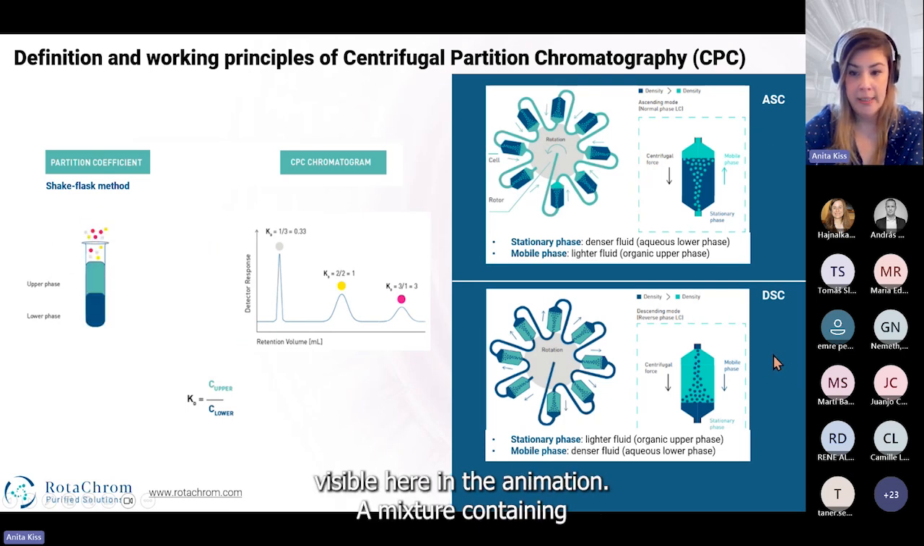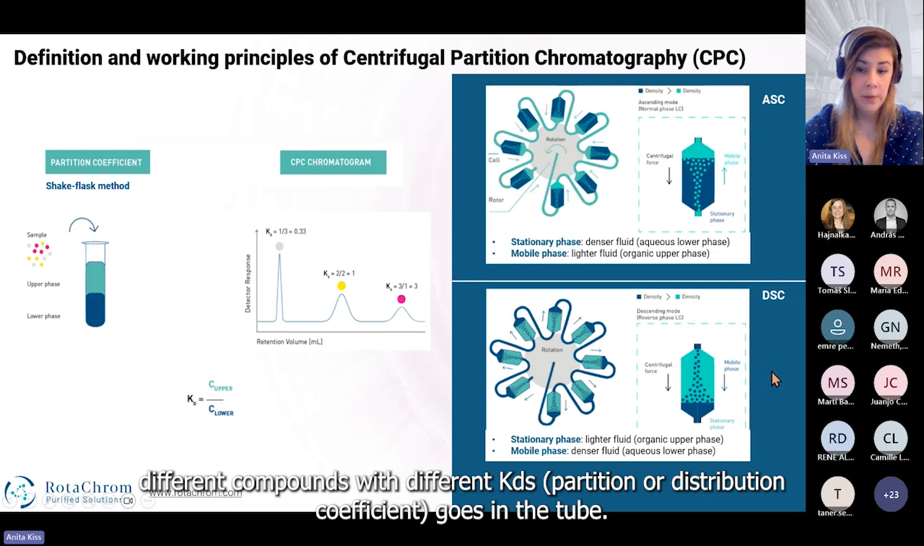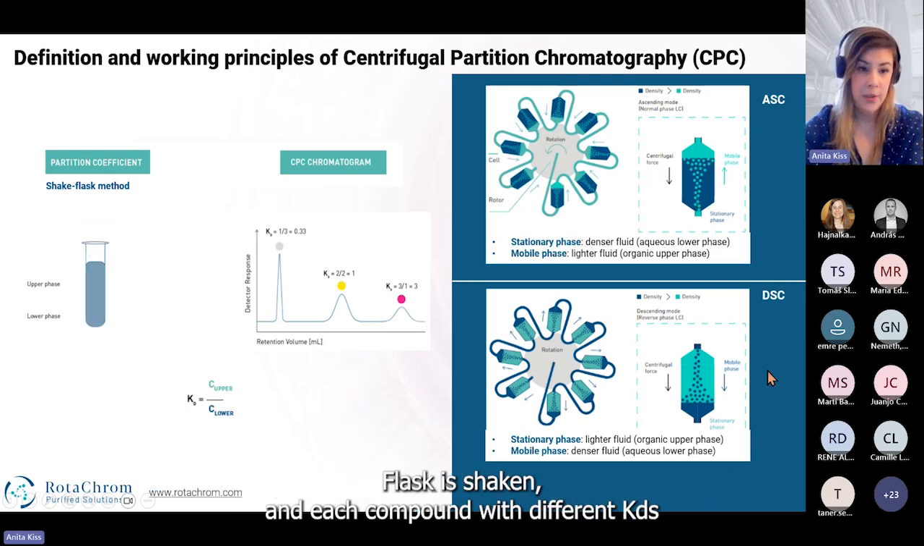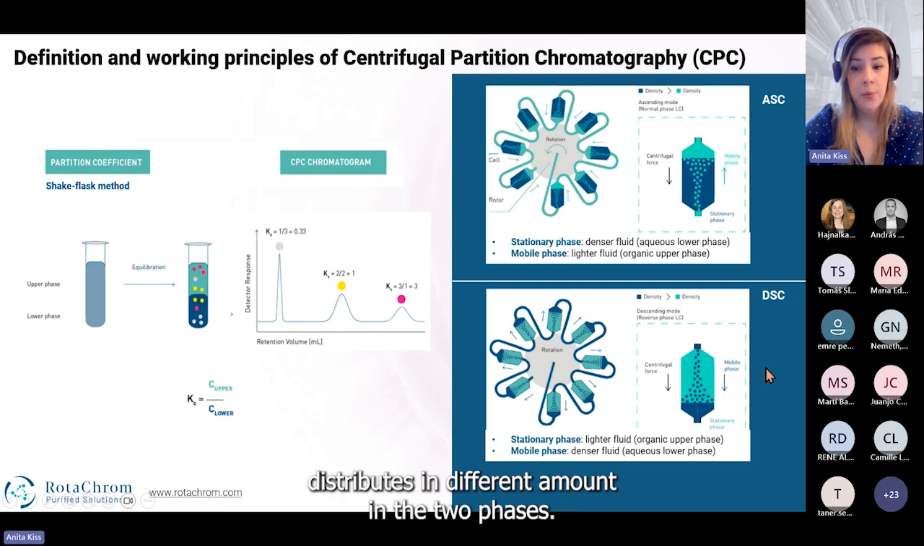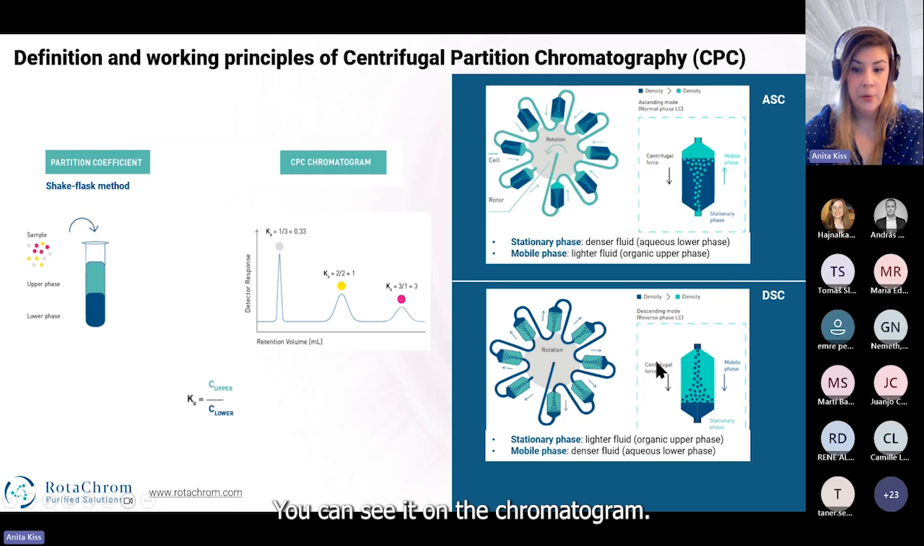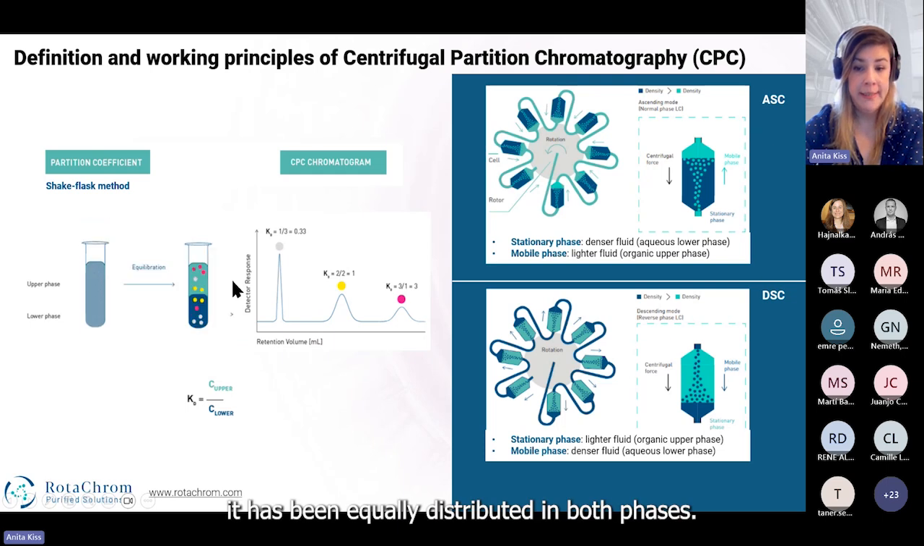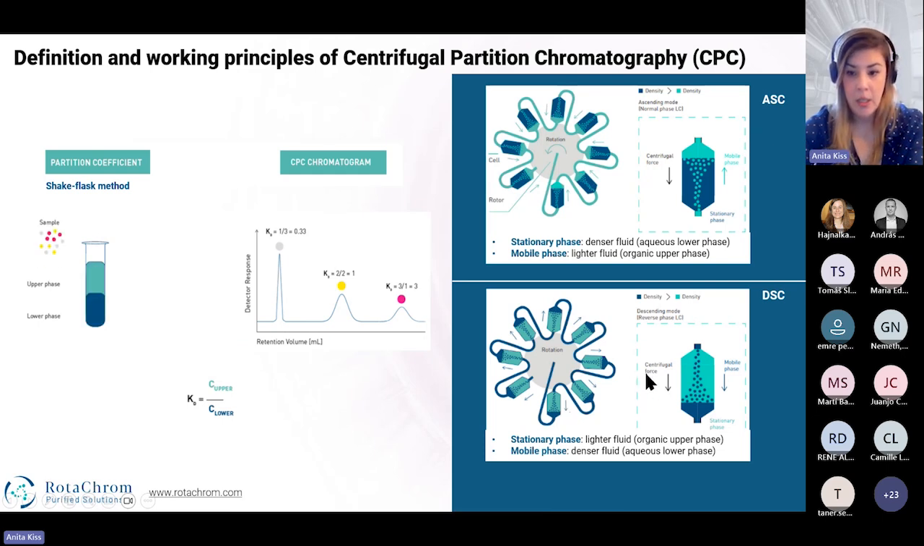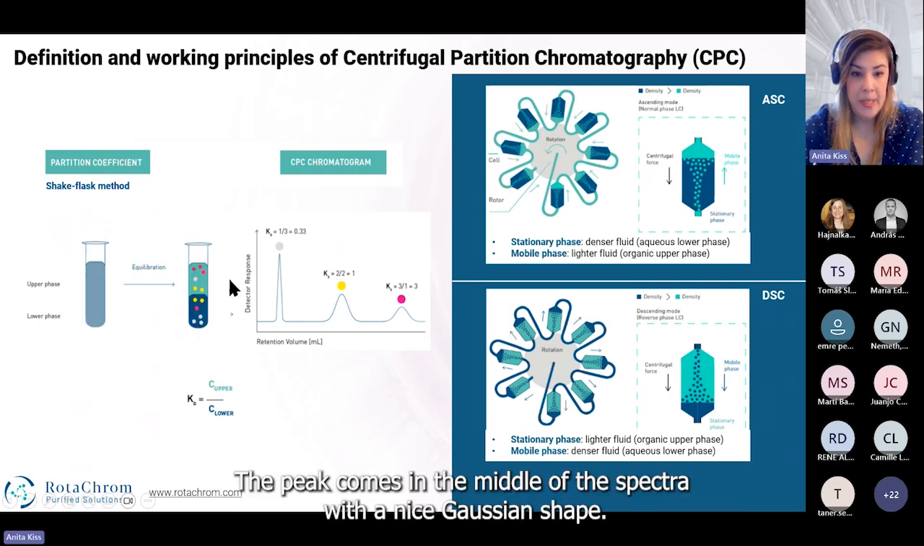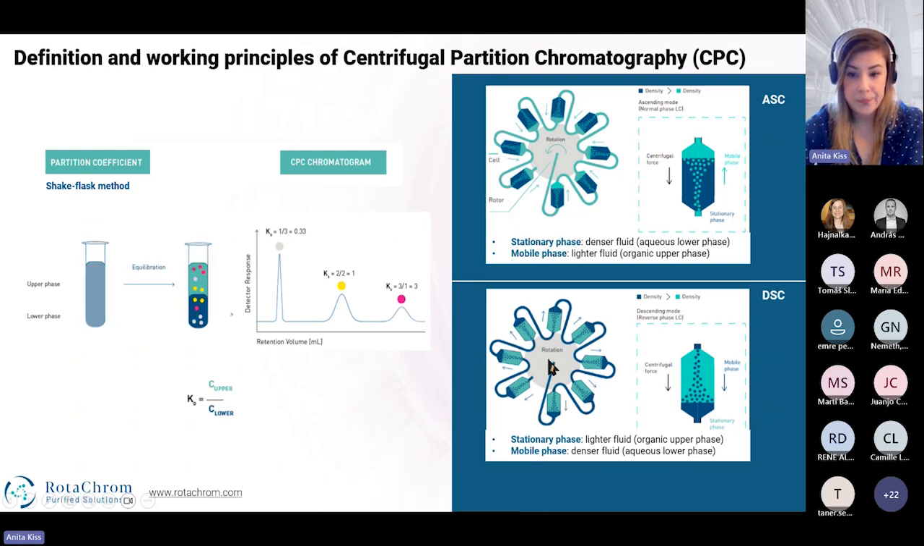A mixture containing different compounds with different KDs goes in the tube, the flask is shaken, and each compound with different KDs distributes in a different amount in the two phases. You can see it on the chromatogram. When a compound's KD is 1, it has been equally distributed in both phases. So see the yellow dots here. And the peak comes in the middle of the spectra with a nice Gaussian shape.